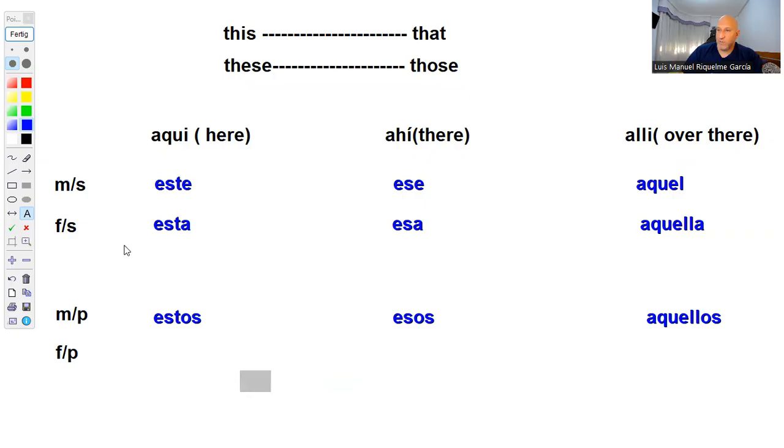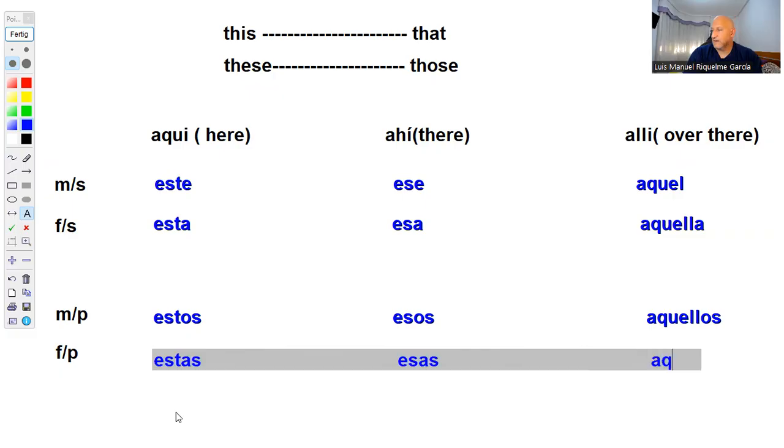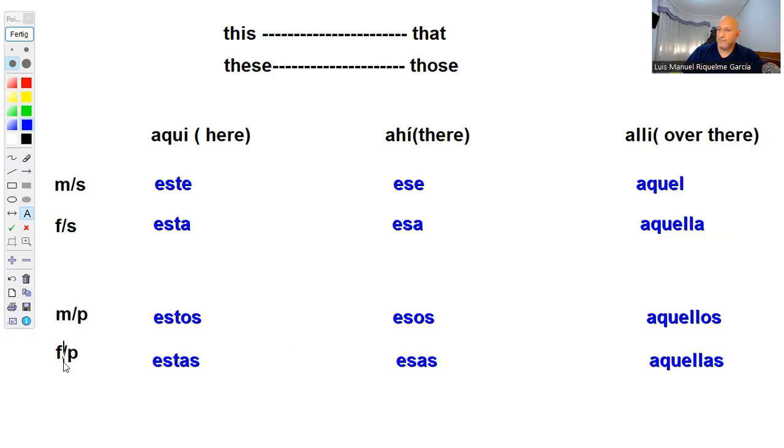And what about feminine words? What if they are feminine and plural? Estas, esas, aquellas. Okay, here at the moment we have 12 words. Let's practice a little bit with them.